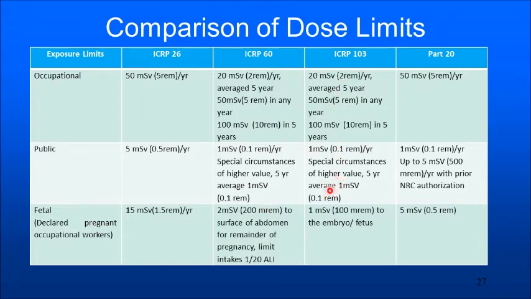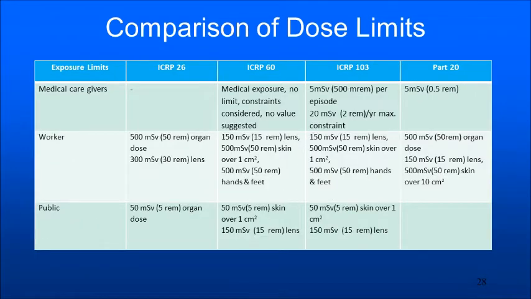ICRP 103 also kept the same limit. But for fetal dose, from the declaration of pregnancy, ICRP 26 had 15 millisievert, but ICRP 60 had 2 millisievert to the surface of the abdomen for the remainder of pregnancy, but ICRP 103 has changed it to 1 millisievert to the embryo or fetus. This is something like assuming the embryo or fetus as a public. So it goes to the same value as that of a dose to public. For medical caregivers, the medical exposure, no limit, constraints considered, no value suggested, but ICRP 103 includes 5 millisievert per episode or 20 millisievert, that is 2 rem per year maximum constraint.